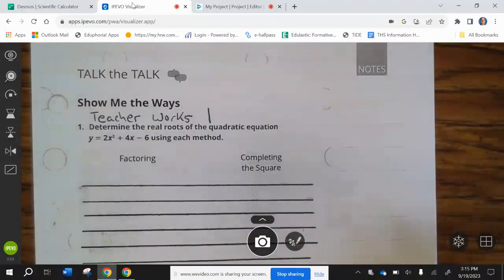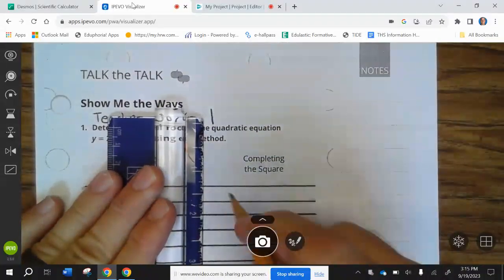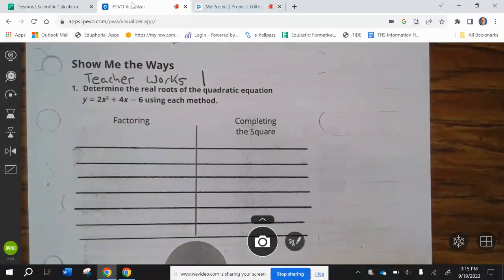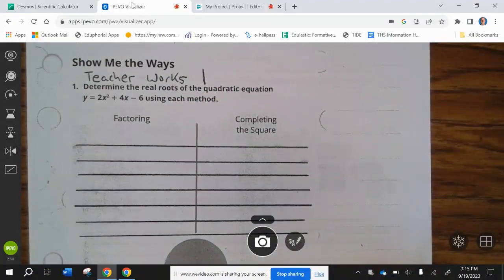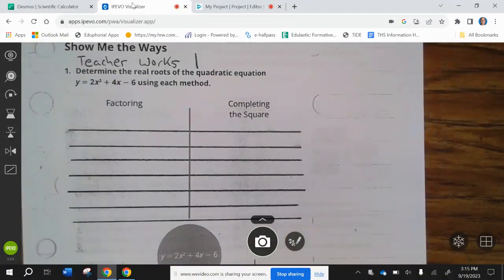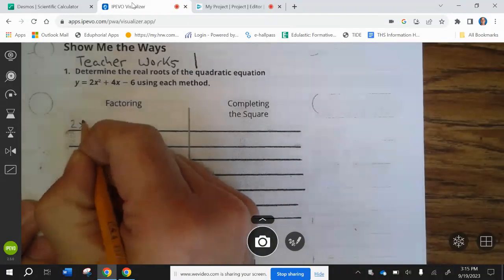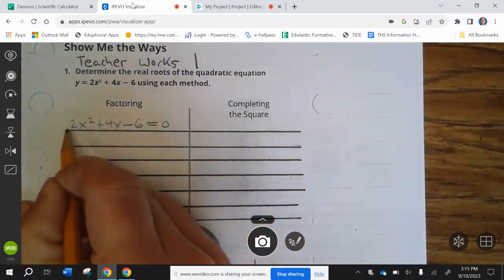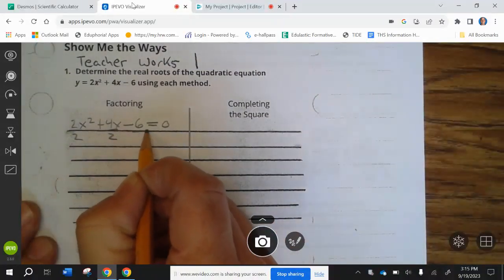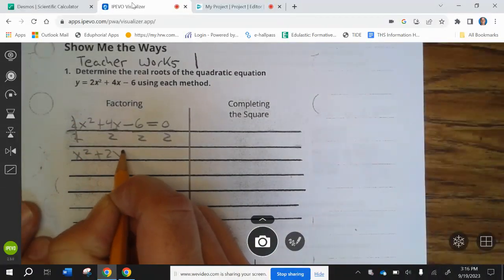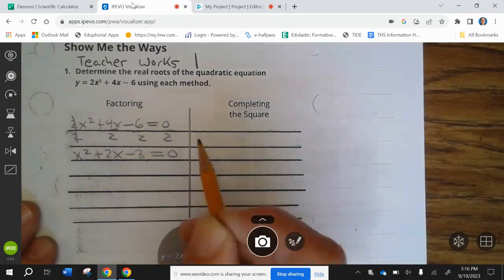All right, teacher works 1. We're going to do it four ways: factoring, completing the square, quadratic formula, and graphing. Let's start with factoring. First we set 2x squared plus 4x minus 6 equal to 0. Let's divide everything by 2. You get x squared plus 2x minus 3 equals 0.